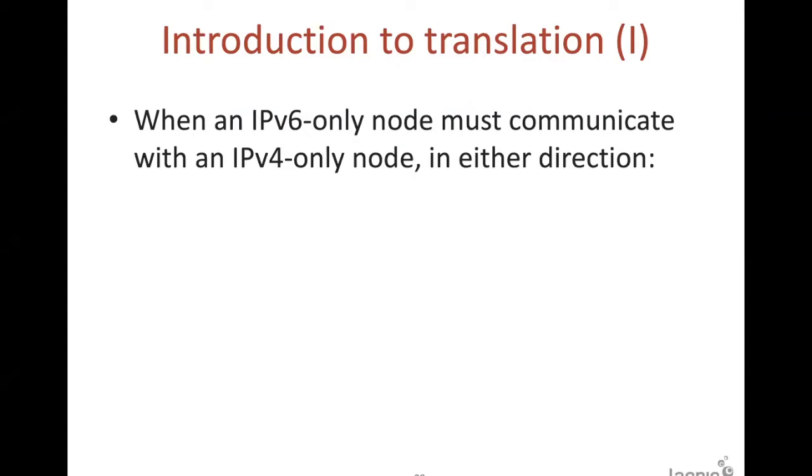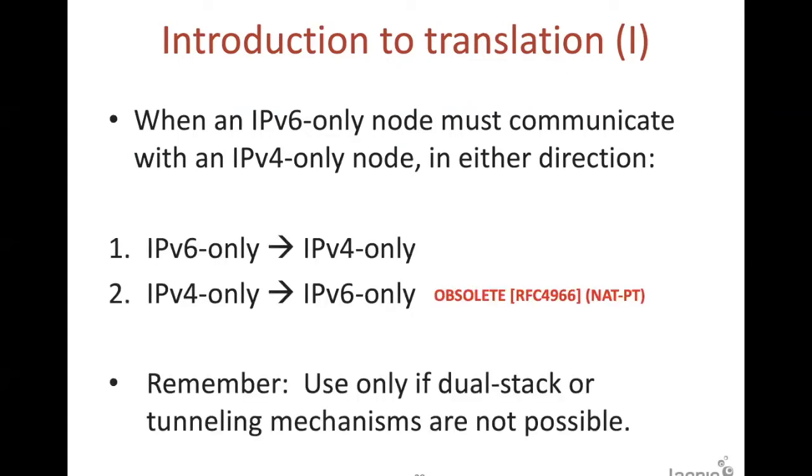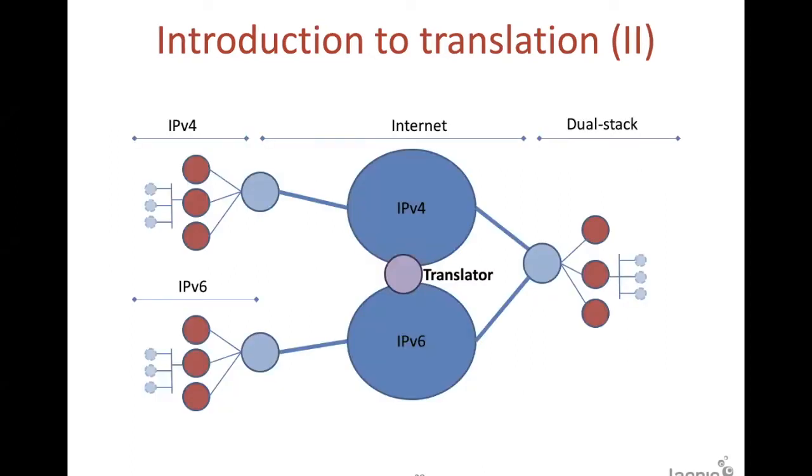One more time, IPv4 nodes and IPv6 nodes cannot talk to each other. I need a device in the middle that is going to make the translation, that will be able to make both hosts talk to each other. I have an IPv4 host that needs to talk with an IPv6 host. You can see it. The up left is an IPv4 host. It needs to talk with an IPv6 host. I need a translator in the middle.